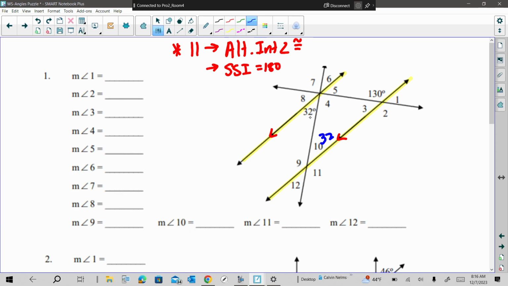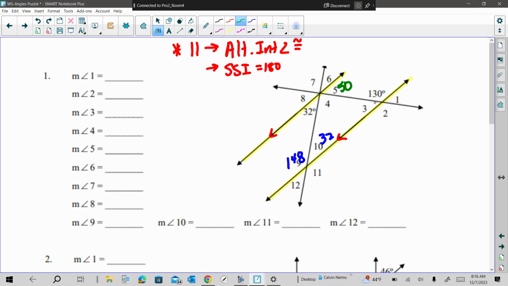If I'm looking at the 32, which angle would be a same side interior? Angle 9. So if it's same side interior, they have a sum of 180. So this would be 148. Okay. If I go to my 130, do I have an alternate interior with the 130? Do you have a same side interior? We have a vertical, yeah, but do we have a same side interior with the 130? That's 5. 5. So that would mean this would have to be 50.